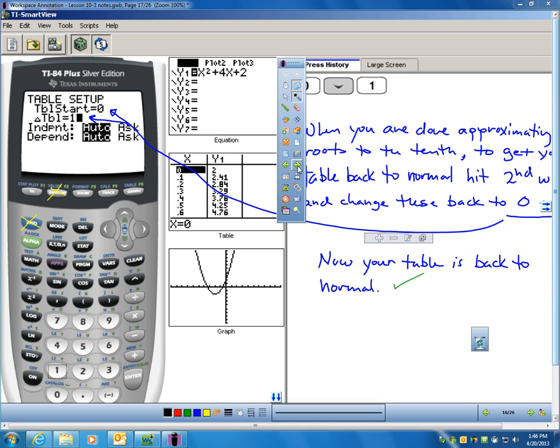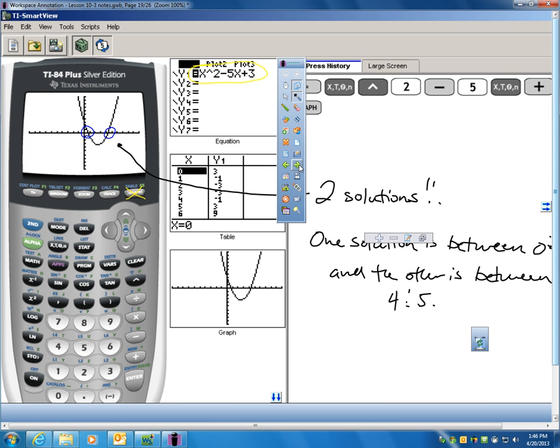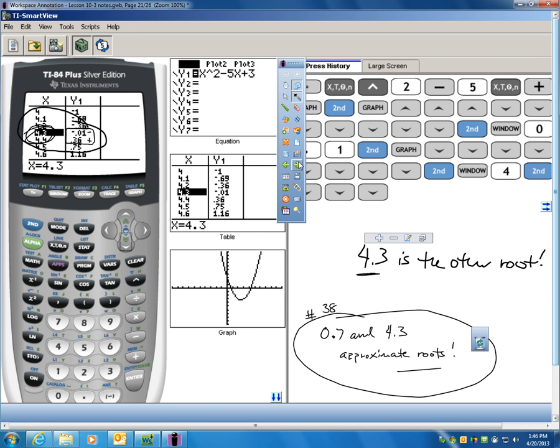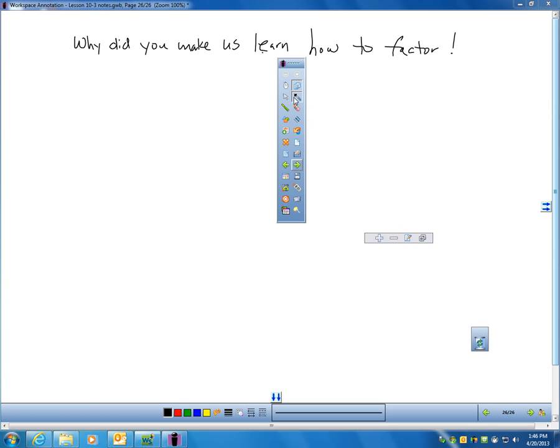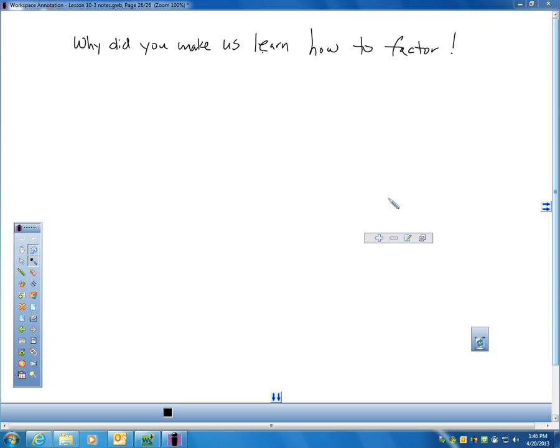So the main reason you need to know how to factor, there will be times when you need to know the exact results of a quadratic. You need to know the definite, the exact results. Why did I make you learn how to factor? Because when you factor, you can actually get the two exact results. The calculator method is great if we only need to approximate results, if we don't need exact values. If you need exact values, you're going to have to factor. That's the one way you can guarantee you can get them done right.